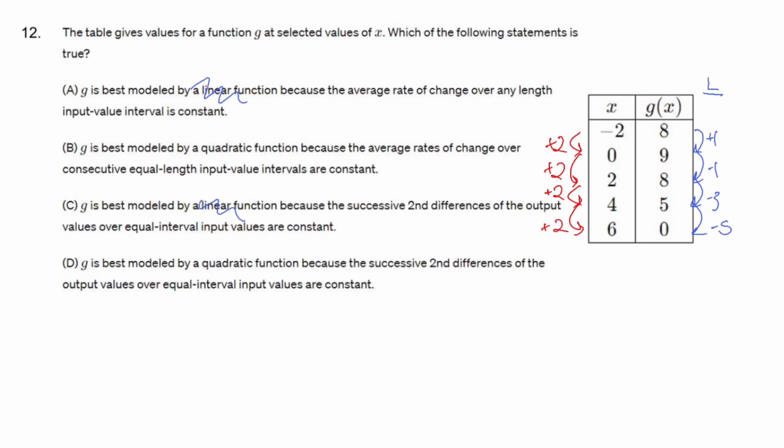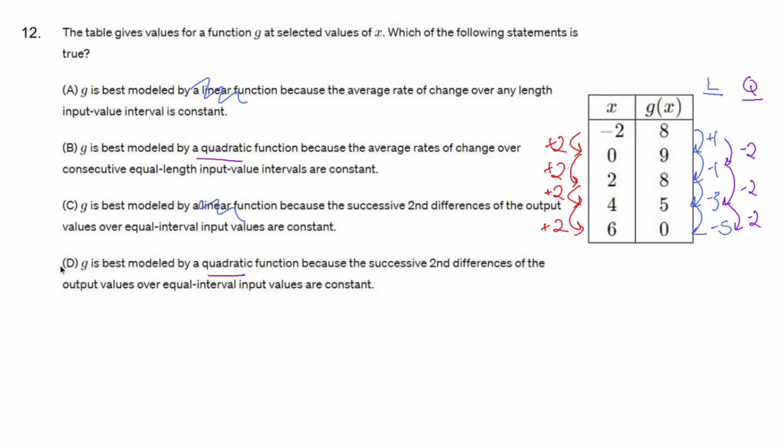Now, to test to see if it's quadratic, we need to see if the second rate of change is constant. So what happens here? Well, from 1 to -1, you subtract 2. And from -1 to -3, you subtract 2. And from -3 to -5, you subtract 2. So this is quadratic, and it's quadratic because the second differences of the output values over equal interval input values are constant.